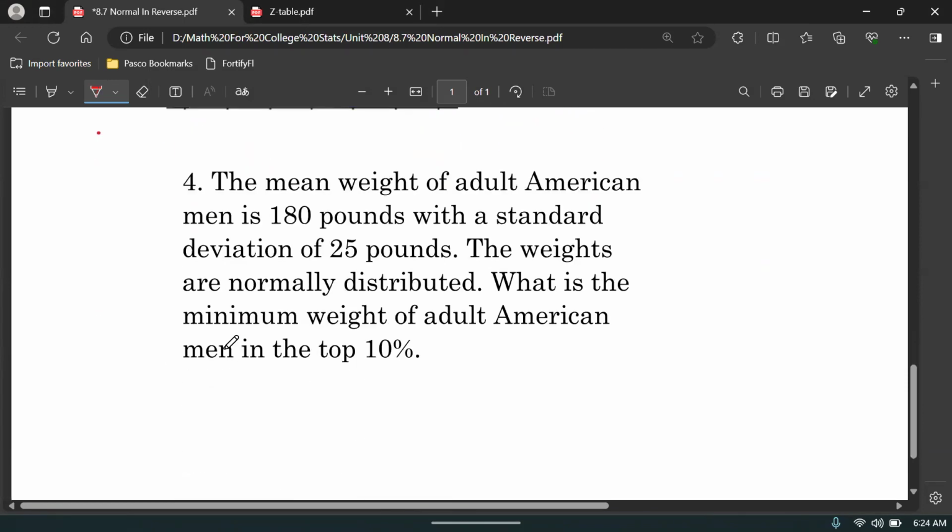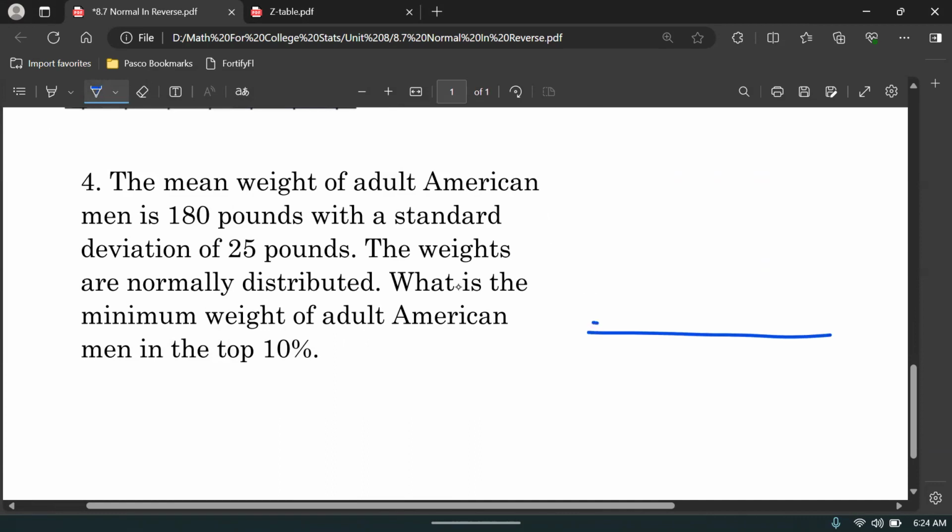And then finally, the mean weight of adult American men is 180 pounds with standard deviation of 25 pounds. The weights are normally distributed. What is the minimum weight of an adult American man in the top 10%? All right. So again, let's graph it. Always like visuals. Mean is 180. Standard deviation is 25. So we got 205, 230, and then 255.